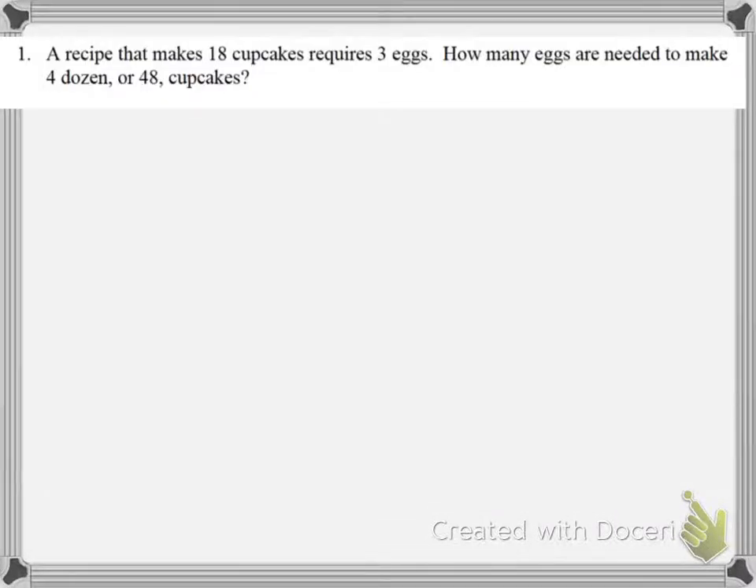Remember, one strategy when you're working with word problems is to circle, underline, or highlight all of the pieces of the word problem that sound important. So I'm going to do that as I read through this. A recipe that makes 18 cupcakes requires 3 eggs. How many eggs are needed to make 4 dozen or 48 cupcakes?